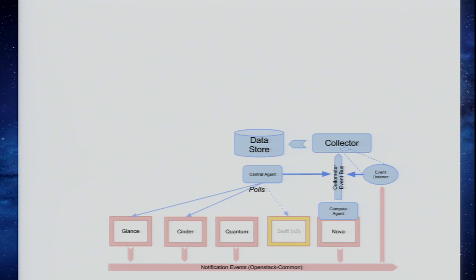We're using the standard RPC mechanism in OpenStack. So it's RabbitMQ or Qpid that have been tested so far. They do guarantee delivery.